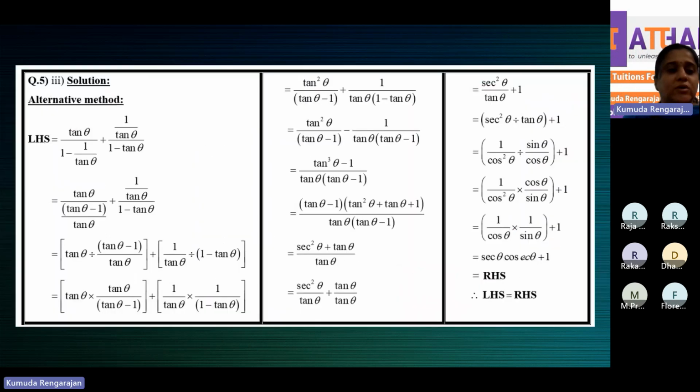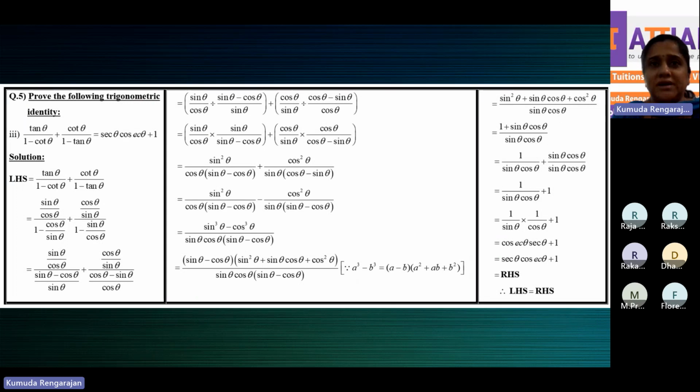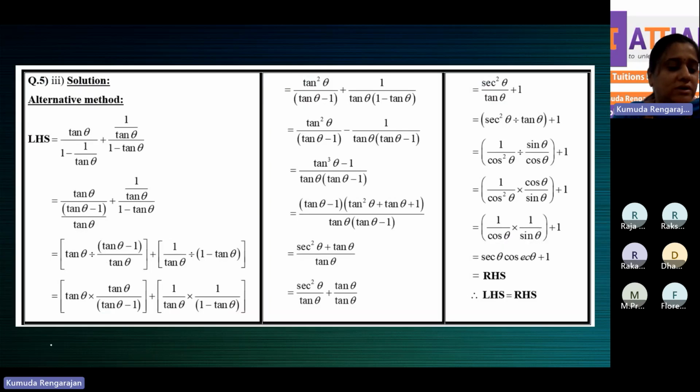Okay. So I told you that you can also convert it. Since we have reciprocal ratios tan and cot here, we are talking about the same identity, the alternate method. So I said you can retain tan theta and write cot theta as 1 by tan theta. Or you can retain cot theta and write tan theta as 1 by cot theta. So now see this one.